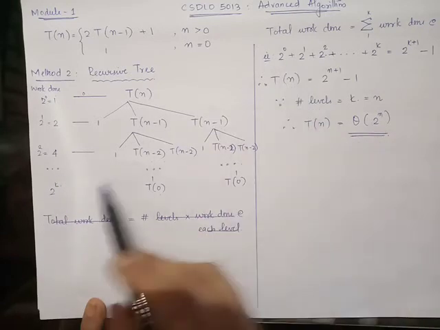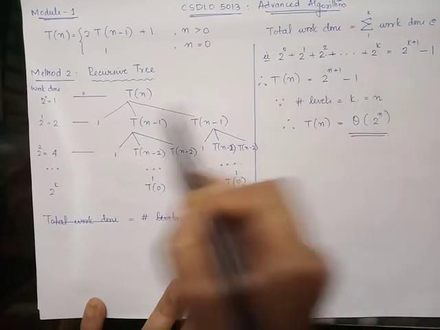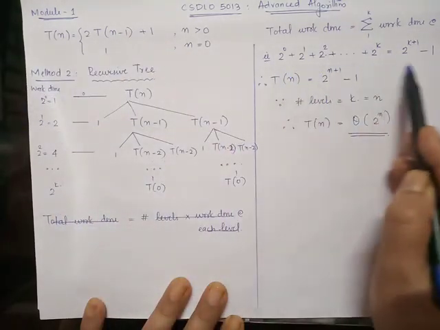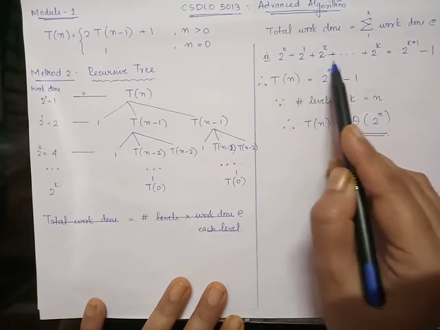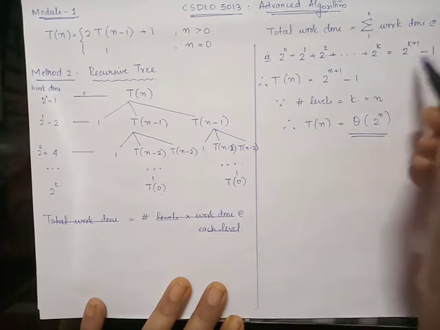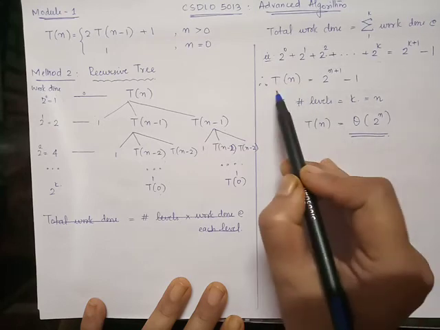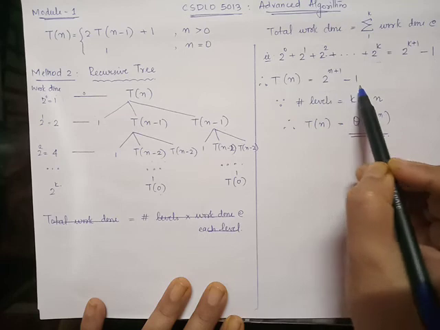So the total work done is a summation of all these values together. We can rewrite it as 2 raised to 0 plus 2 raised to 1 plus 2 raised to 2, etc. to 2 raised to k. This is equal to 2 raised to k plus 1 minus 1. Now what is t of n? T of n is here 2 raised to n plus 1 minus 1.